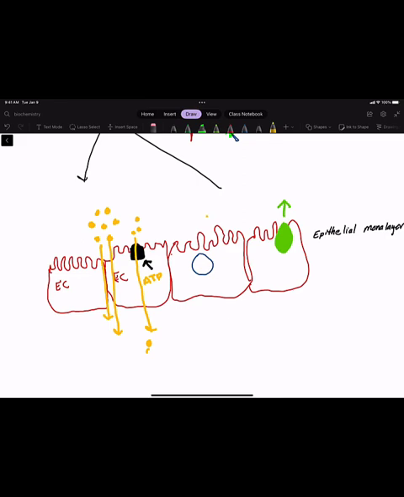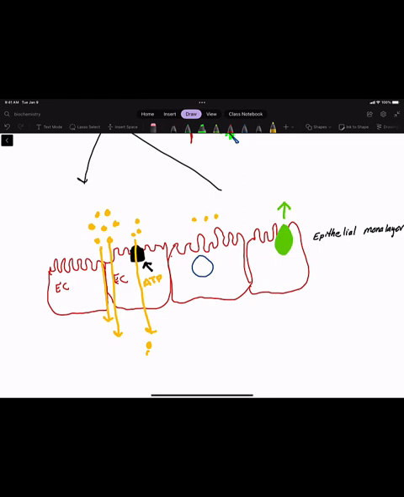Some of the medication will require a vesicle to bring it across. So this vesicle here will have to basically come to the top of the cell. It will take in the medication, and then it will deliver it on the other side into the bloodstream.